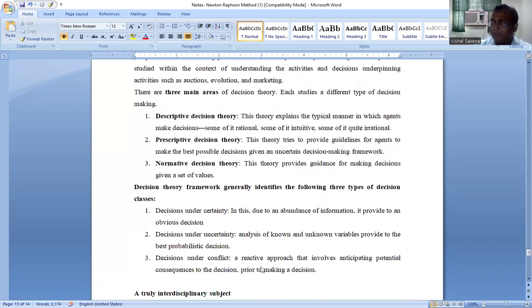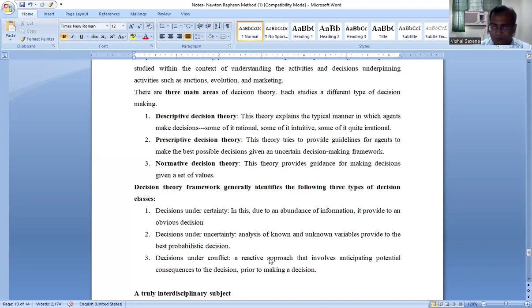First is decision under certainty. So now we are just discussing the identities of the following three types of decision cases. The first one is decisions under certainty, the second is decisions under uncertainty, and the third one is decision under conflict situation.